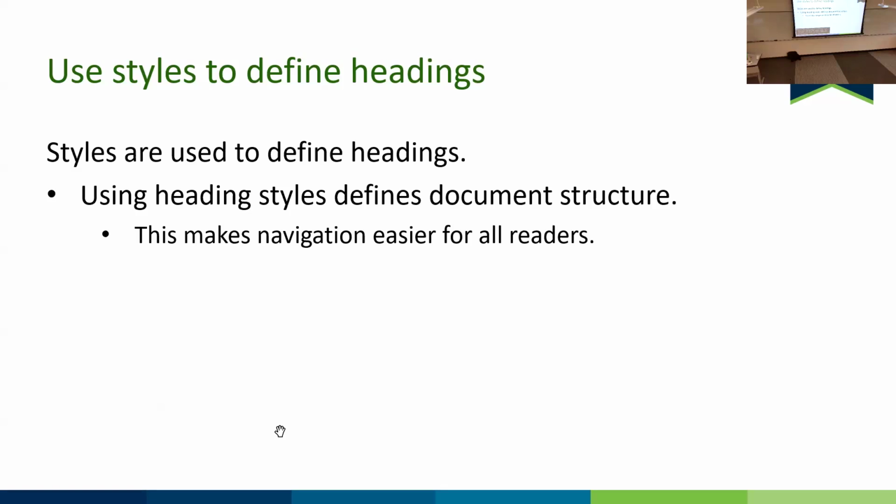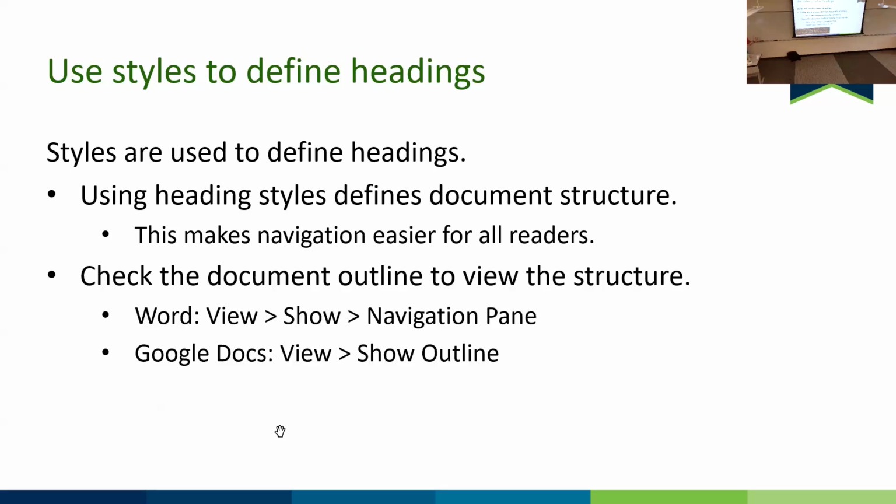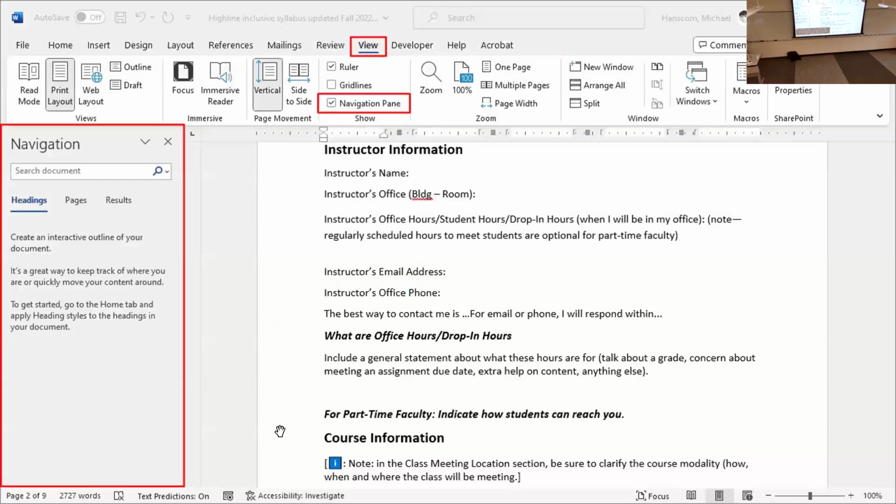And this is one of those areas where not only does it make navigating a document easier for people using assistive technology, it also does so for everybody. And I'm going to show you a trick here. In either Word or Google Docs, you can call up a visualization of the document outline to see what structure is there. So in this case, in Word, if you go to the View ribbon and then click on the navigation pane option, you'll see this pane open on the left-hand side of your document.